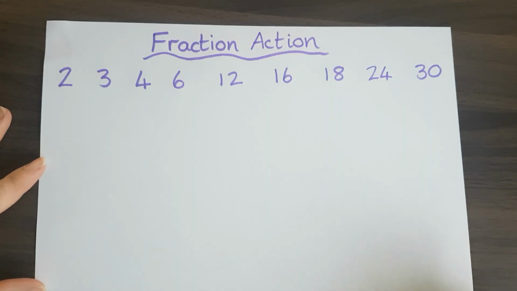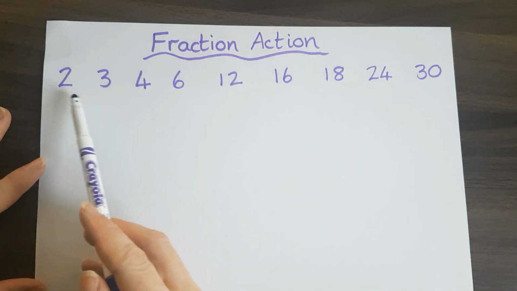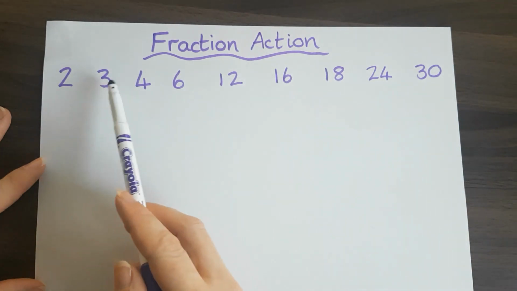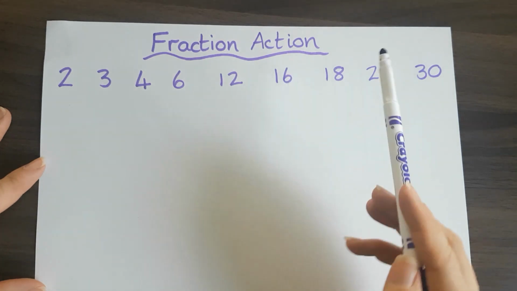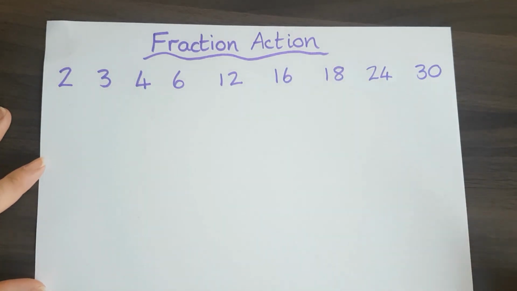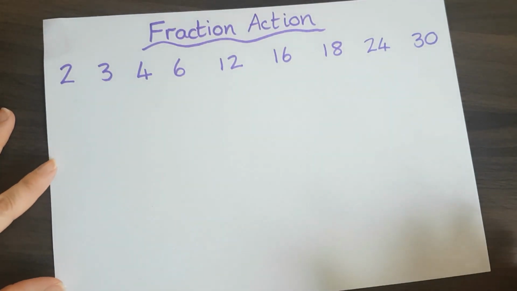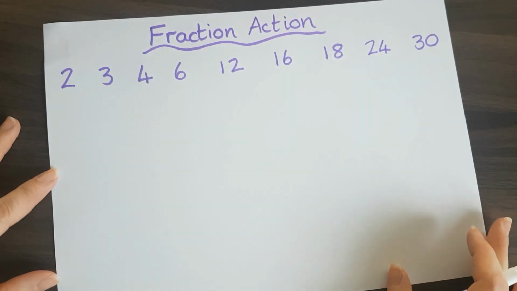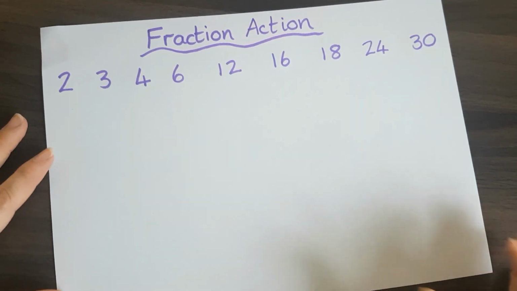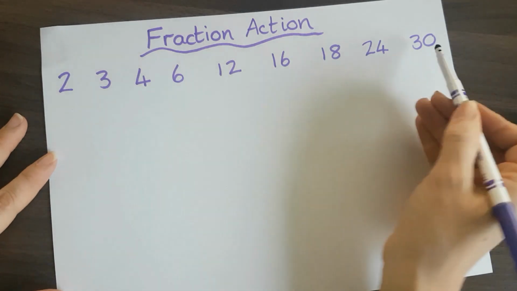So here's fraction action. For this activity, you are only allowed to use the following numbers: 2, 3, 4, 6, 12, 16, 18, 24 and 30. It'd be a good idea to pause the video here and just write these numbers down so you know which ones to use. What you do is then choose a numerator and a denominator for your fraction, and then you're going to simplify it. So you could have something like 6/30ths.